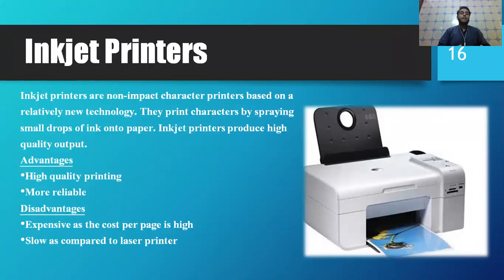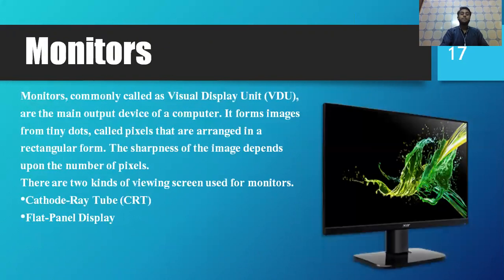Inkjet printers. Inkjet printers are non-impact character printers based on the evolution of new technology. They print characters by spraying small drops of ink onto paper. Inkjet printers produce high quality output. Advantages: high quality printing, more reliable. Disadvantages: expensive, as the cost per page is high. Slow compared to the laser printer.